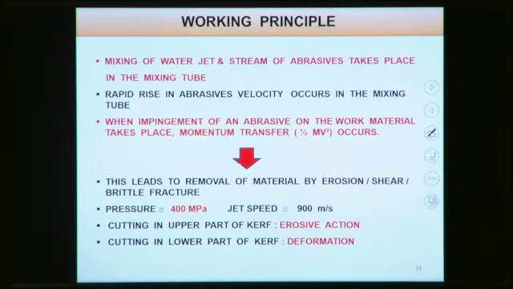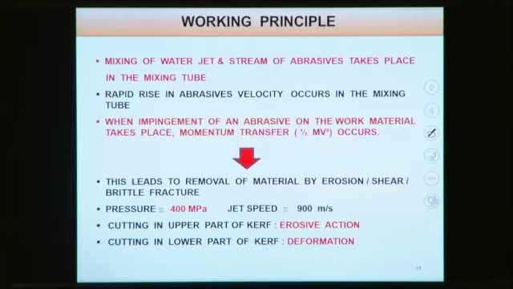When this high velocity abrasive water jet impinges on the workpiece surface, because of its high kinetic energy it hits the workpiece surface and removes the material by erosion. This high kinetic energy of the jet is used for the machining purpose. Mixing of the water jet and the stream of abrasive takes place in the mixing tube.